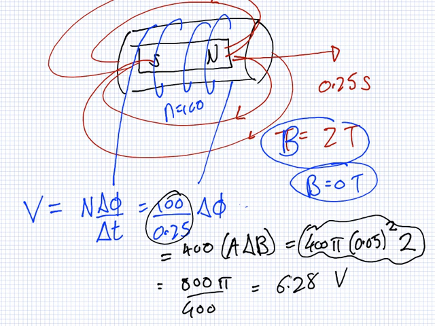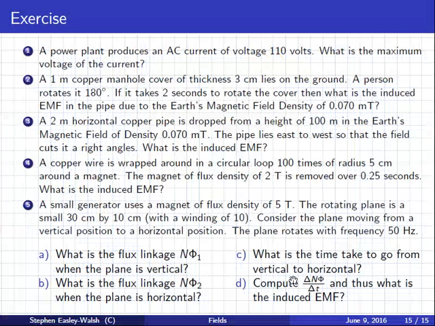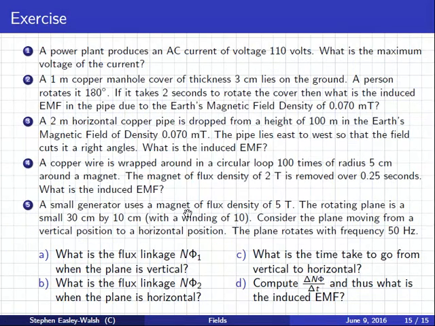Okay, do you have this? I can do the next one, yeah. So the next one is, last one, 5. Okay, I can go on to 5. So let's drop what we have here. A small generator uses a magnet of flux density 5 Tesla.